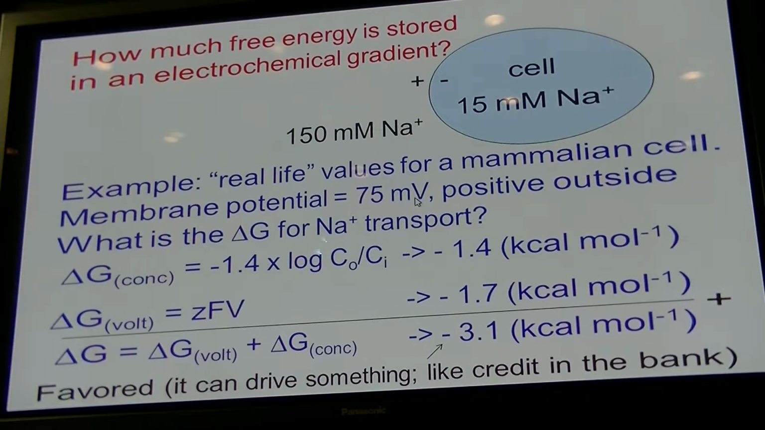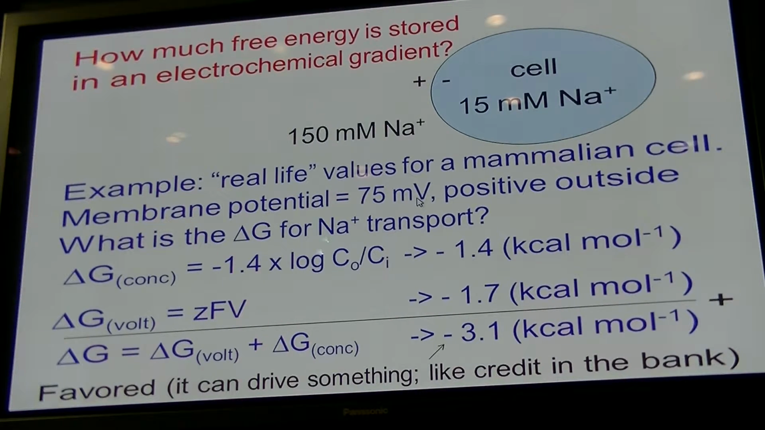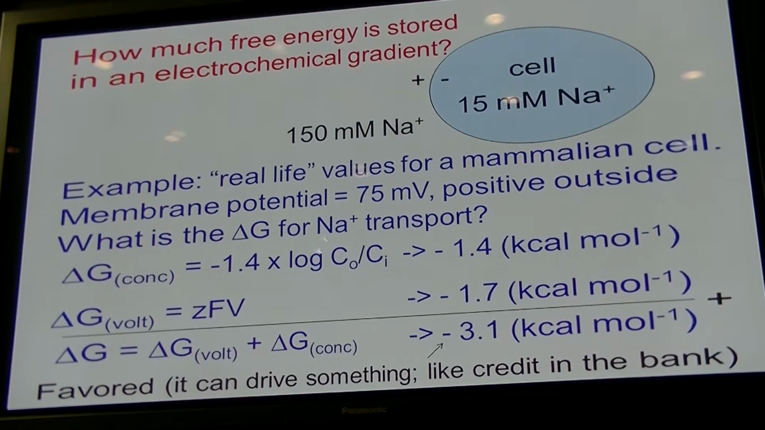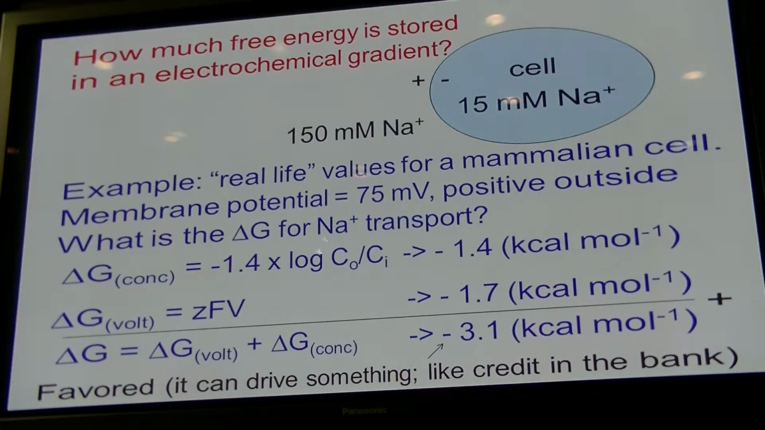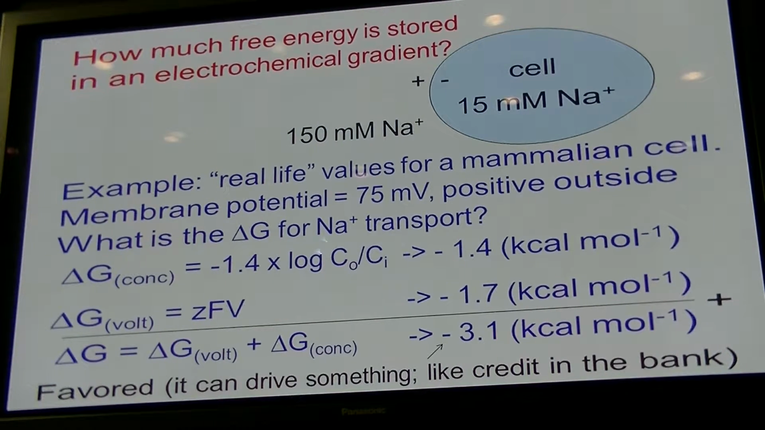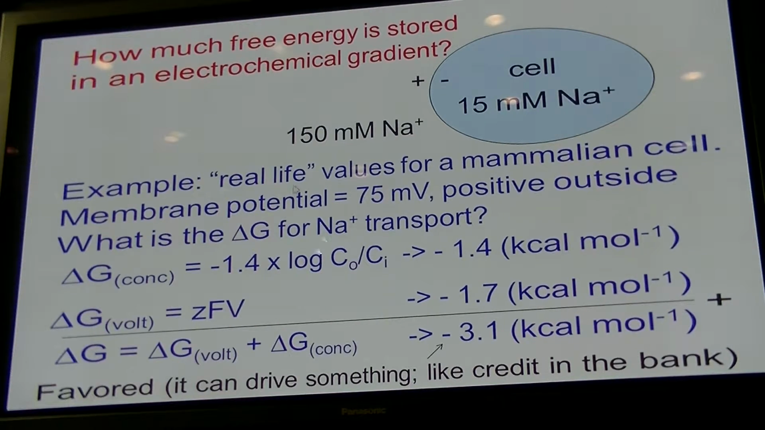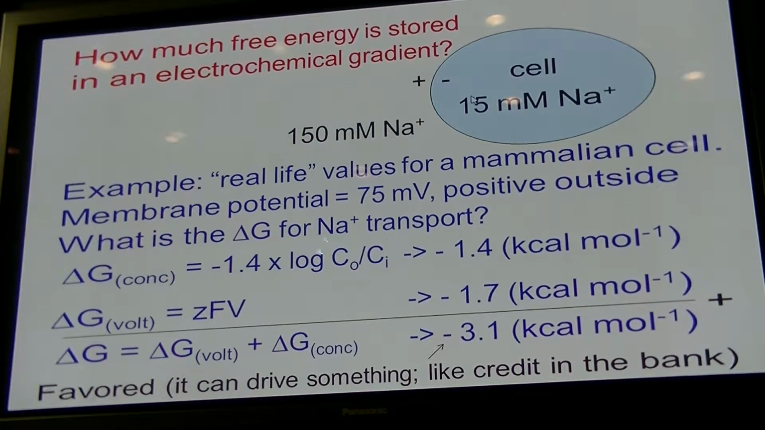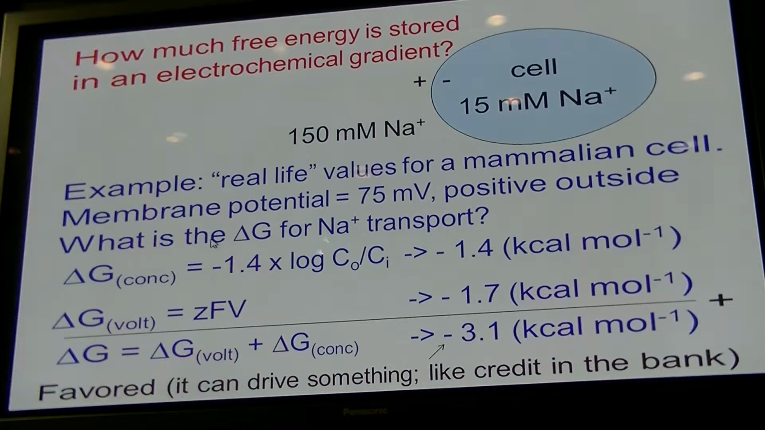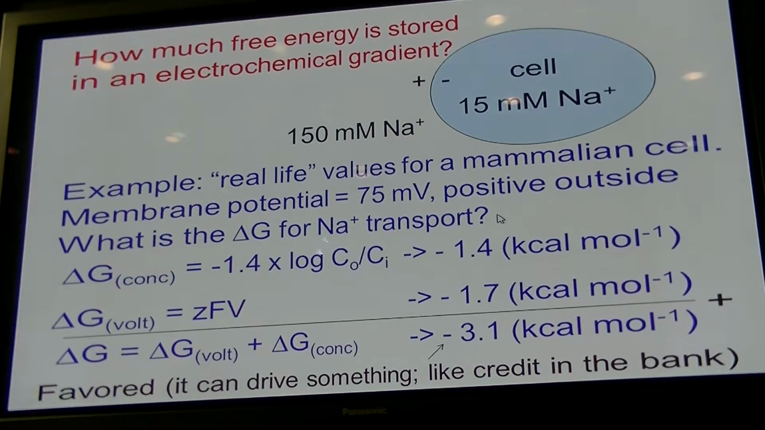And then we can assume a membrane potential of 75 millivolts is pretty close. Think anywhere between 70 and 90 millivolts is a realistic value for mammalian plasma membranes. And it is positive out, negative in. Okay, so now we're going to say there's a channel and sodium moves in. So what is the delta G for that movement of sodium?